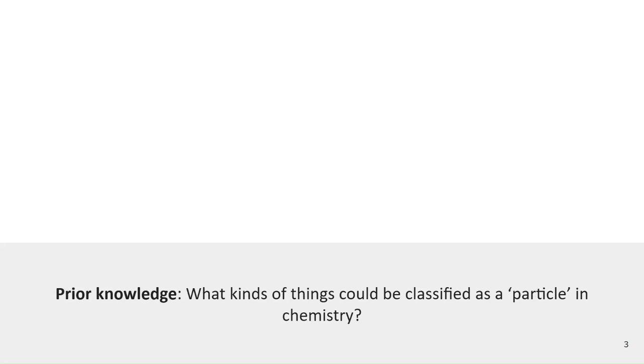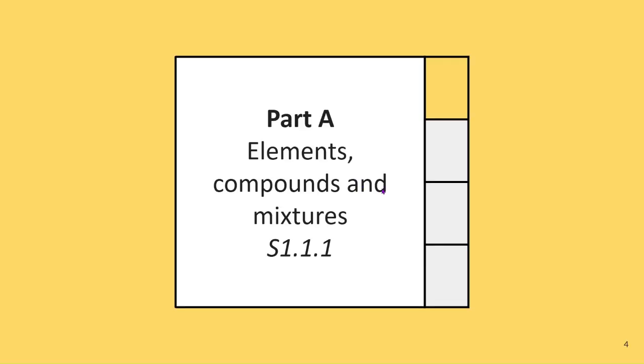Or there's even aggregates and clusters, so like soot made from carbon, like you burn something and you have that soot that's kind of hanging and clumped together. Those are all good options, and things that could be classified as particles. So, here, part A, elements, compounds, and mixtures. This is what we're going to talk about today. We're going to try and identify what each of these is and how they differ from each other.